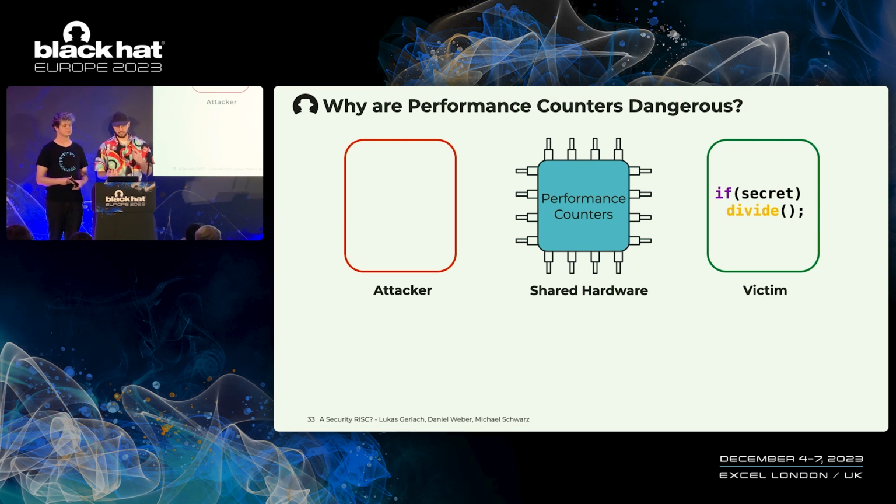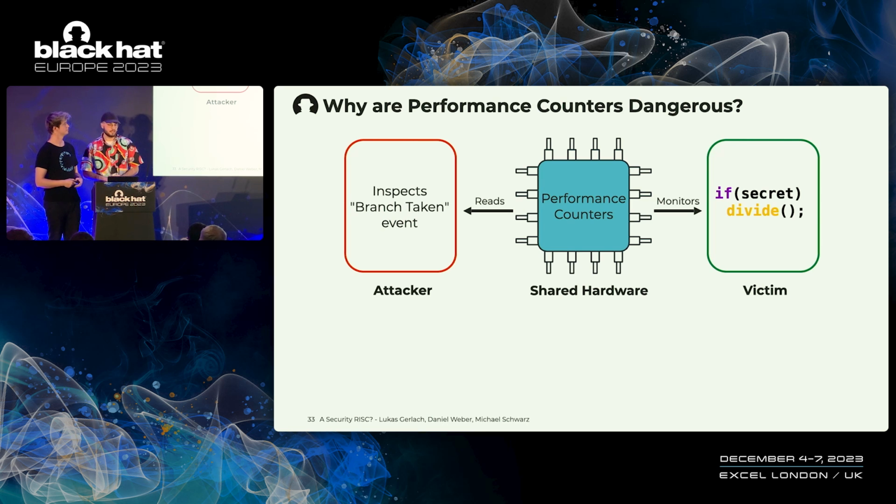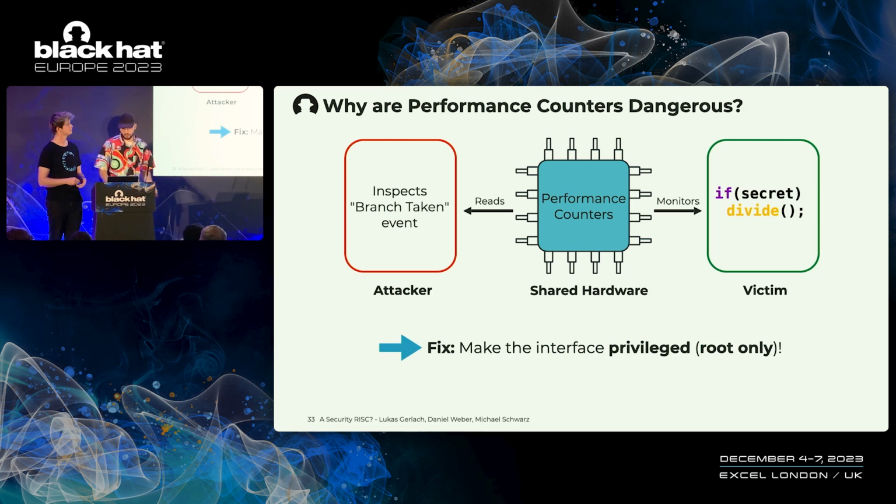So for example, if we go back to our example of inferring control flow, we have a branch on the side. This branch depends on a secret, and we would like to know, as the attacker, what this secret is. To do that, we can look at the performance counters, and it turns out that some processors implement a branch taken event that just tells you whether the most recent branch was taken or not. And this, of course, very trivially gives you the secret, because you know whether the secret is 1 or 0.